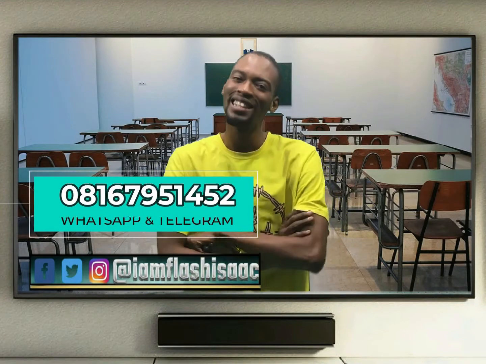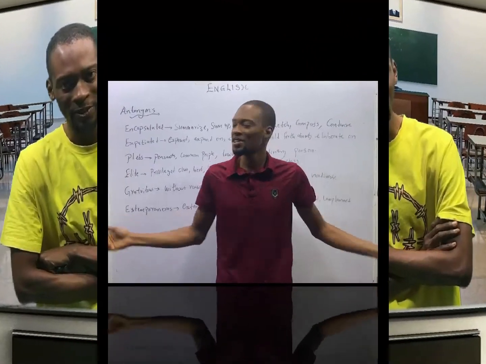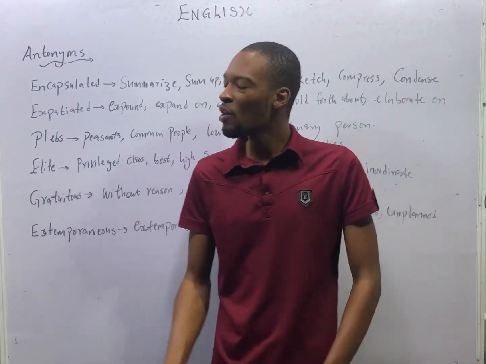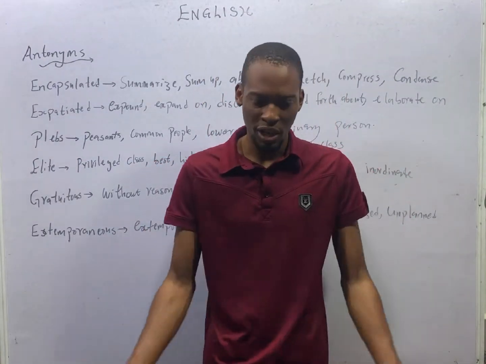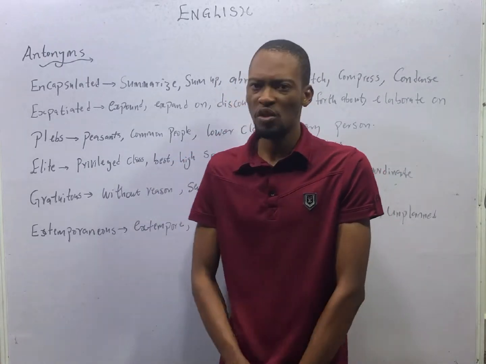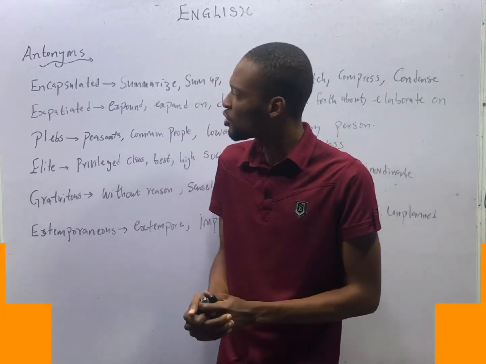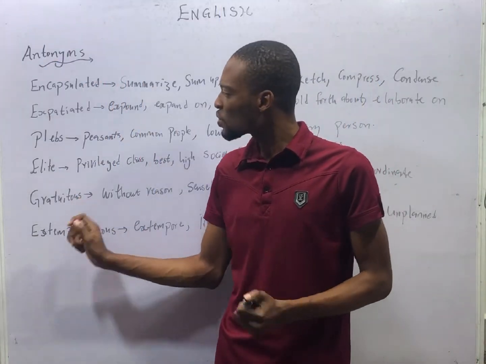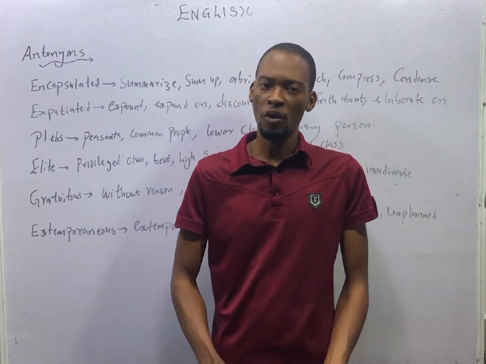Ladies and gentlemen, it is time to take. This is episode number 44 of the 120 Days to Jamb Use of English with Flash Isaac. In this episode, we shall be taking a look at some words and their antonyms. These are some of the words we shall encounter in the questions.